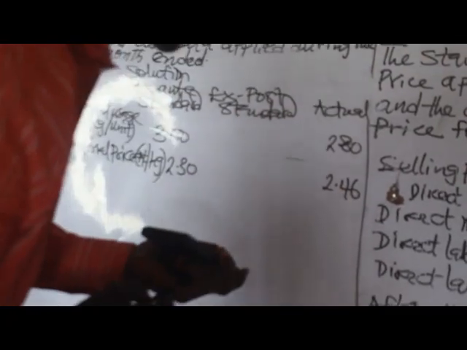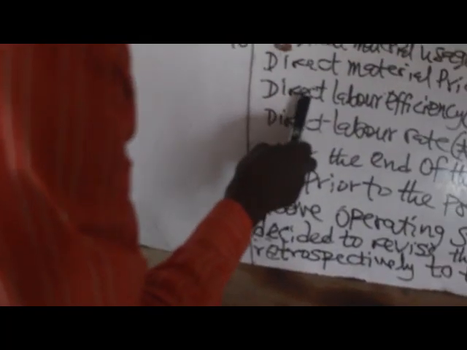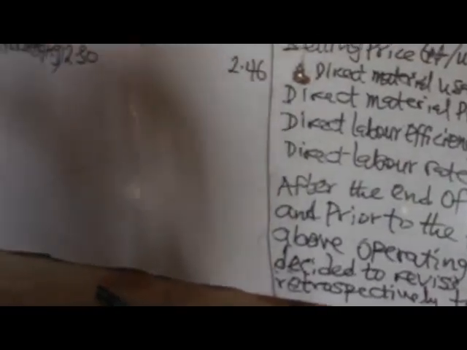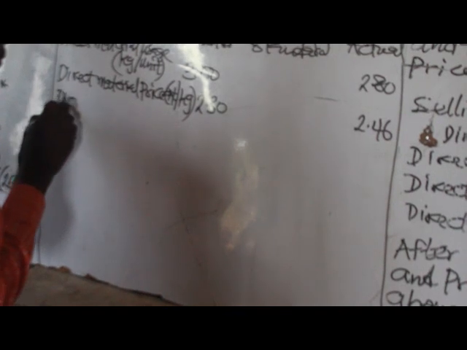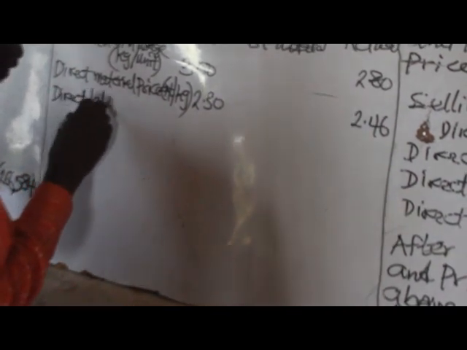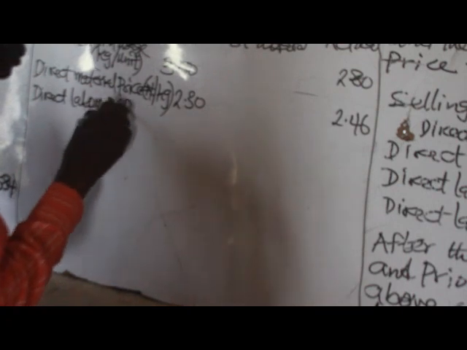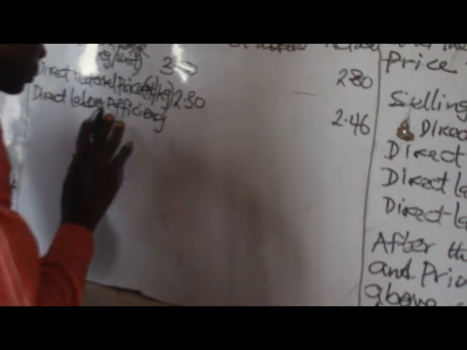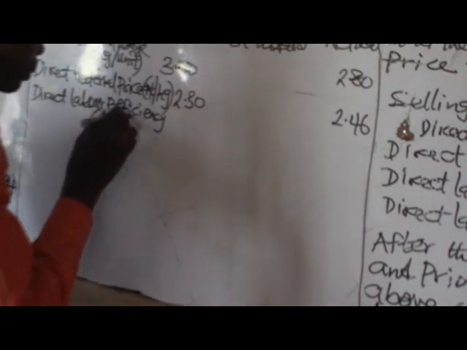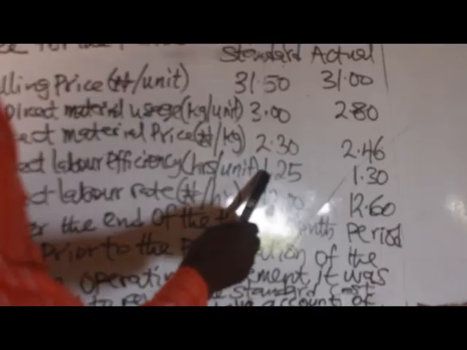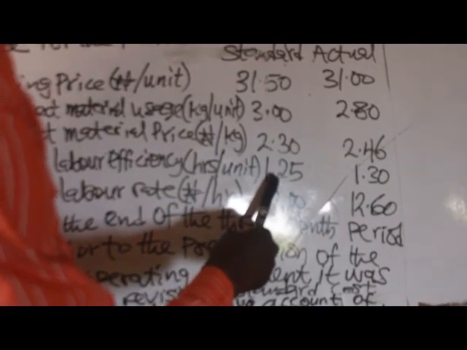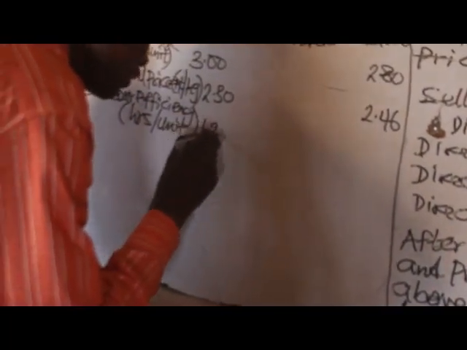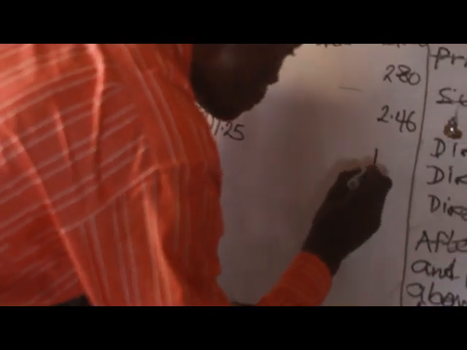Then the next item is direct labor efficiency, hours per unit. 1.25 for standard and actual is 1.30.